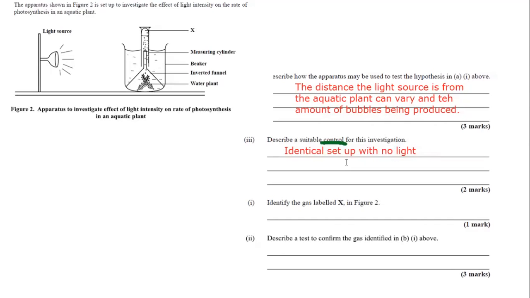All right. Then it says identify the gas labeled X. What is the gas? Oxygen. Describe a common test to confirm the oxygen. Glowing splint. Place a glowing splint at the mouth of the test tube, and if it relights, oxygen is present.